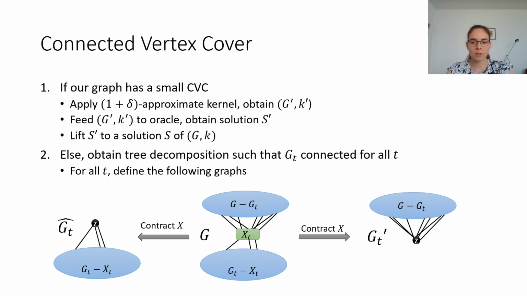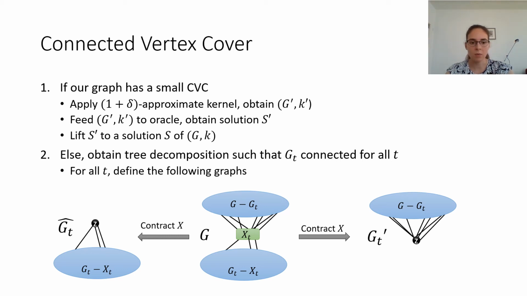Otherwise, we're going to again split the graph, but we're going to do this in the following way. Given a graph G and a node t, let's define the following two additional graphs. On the one hand, we define G_t hat, which we obtain by taking the subgraph G_t and contracting all of X_t into a single vertex. On the other hand, we define G_t prime, which is obtained by removing G_t from the graph except for X_t, and then again contracting X_t into a single vertex.